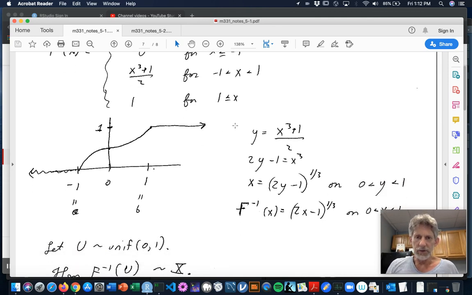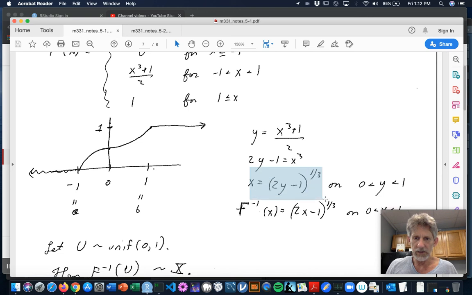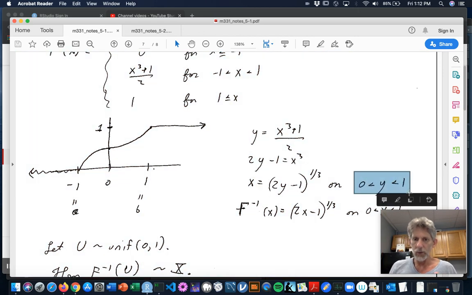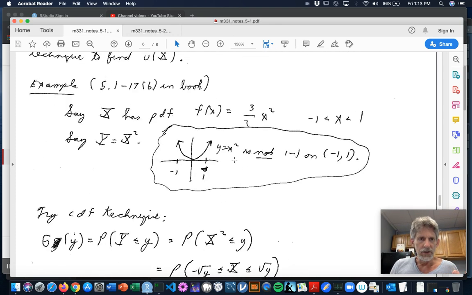So let's go ahead and get its inverse. I'm going to set y to be x cubed plus 1 over 2. And I'm going to get its inverse inside that little interval from -1 to 1. So I solve for the x, and I get x is 2y minus 1 to the 1/3 power. And that's on the y's between 0 and 1, because those are the y values that you get for this capital F function as you go over the domain from -1 to 1.